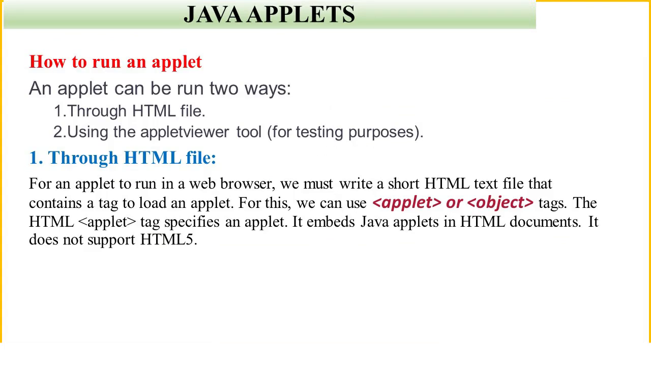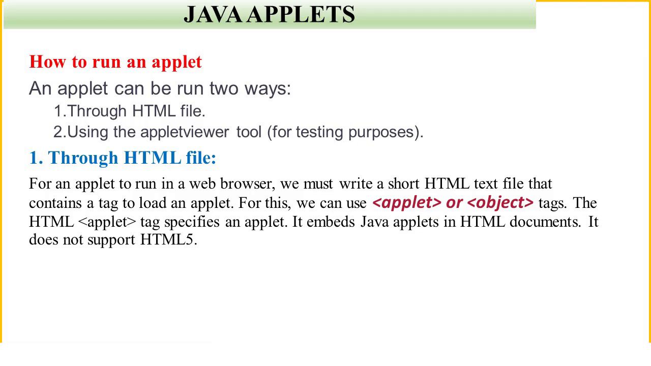How to run an applet? An applet is run in two ways: through an HTML file or through the applet viewer tool. Through an HTML file, for an applet to run in a web browser, we must write a short HTML text file that contains a tag to upload an applet. For this, we use applet or object tags.